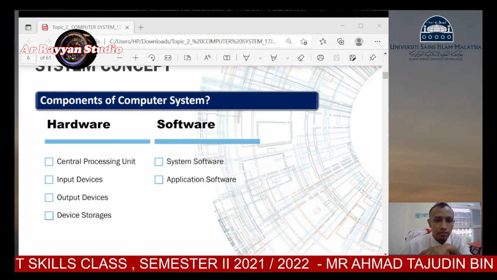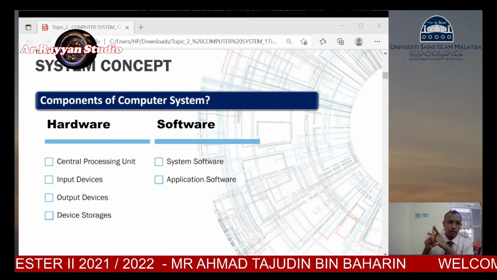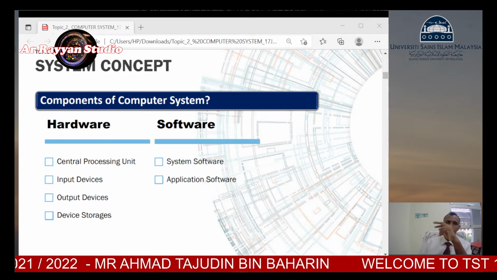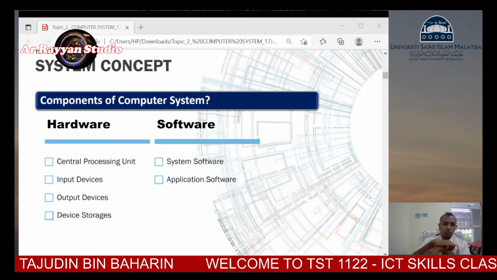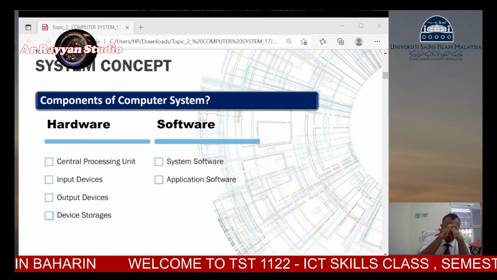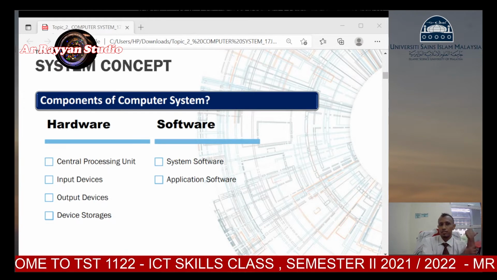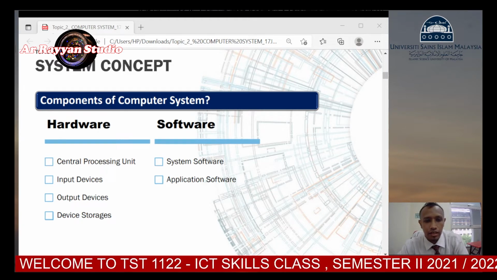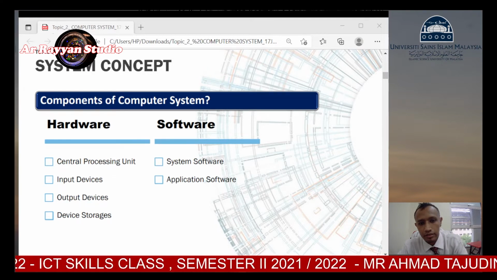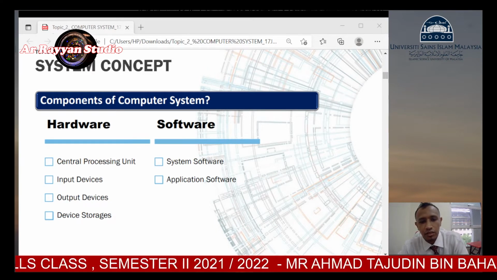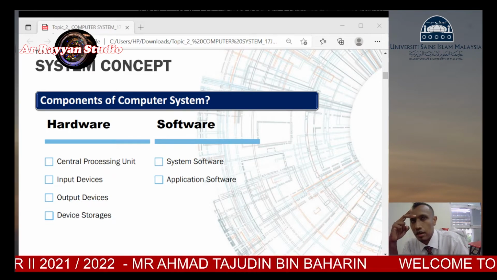Alright, next we have software. As I said before, we have system software and application software. System software macam saya sebut tadi, kita ada operating system. We have so many operating systems right now. We have Windows, iMacs, Linux, Unix. And inside the system software we have another type of software, we call it utilities. So dalam system software dia terbahagi juga kepada dua, satu operating system, satu lagi utility software.